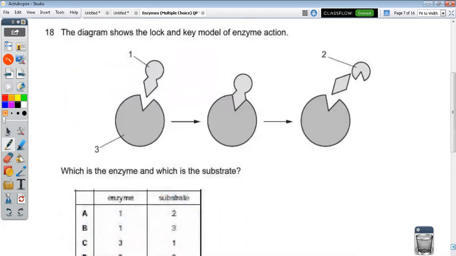Now you have this. So you now know that the enzyme is 3, everyone there. The substrate, what's fitting into the enzyme is what? Is 1. 3 and 1.